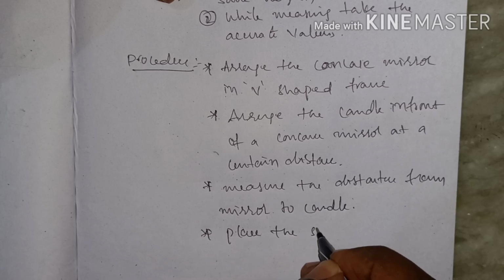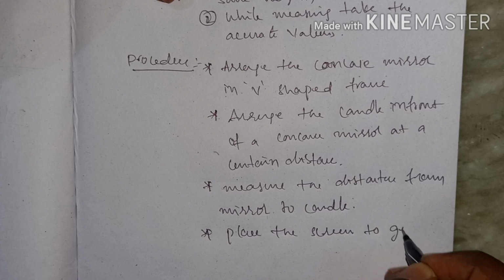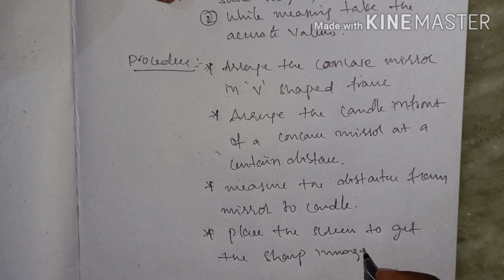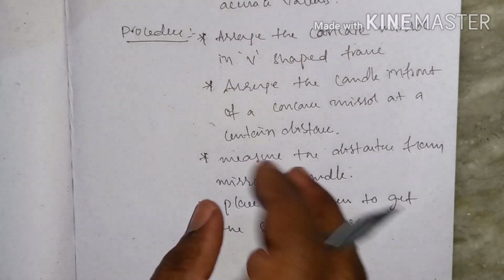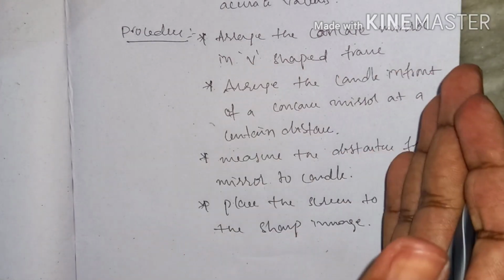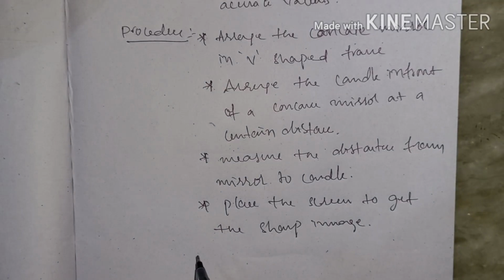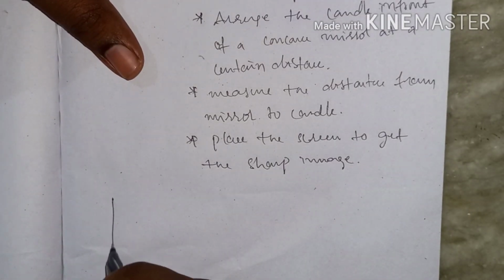Okay, now place the screen to get the sharp image. First of all, if you place the screen and you do not get the sharp image, then you need to adjust the screen until you get the sharp image. Now what we need to do? First we need to draw the diagram. How is the diagram? It is like this.